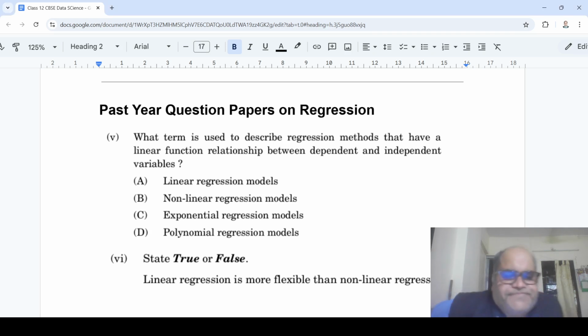Hello all. So in this video, we'll talk about a set of actual questions on this topic, regression. We'll cover all three: simple regression, multiple regression, as well as non-linear regression. This will give you a fair idea.